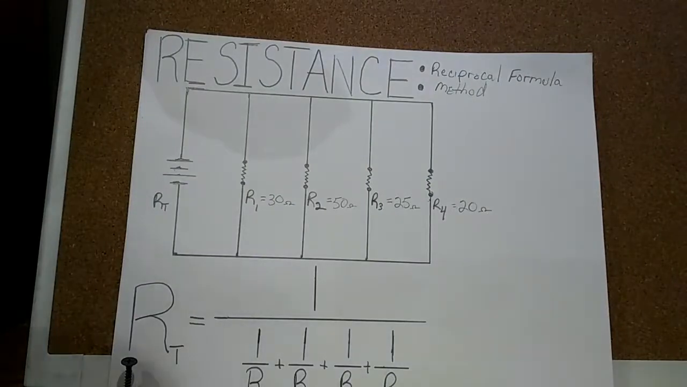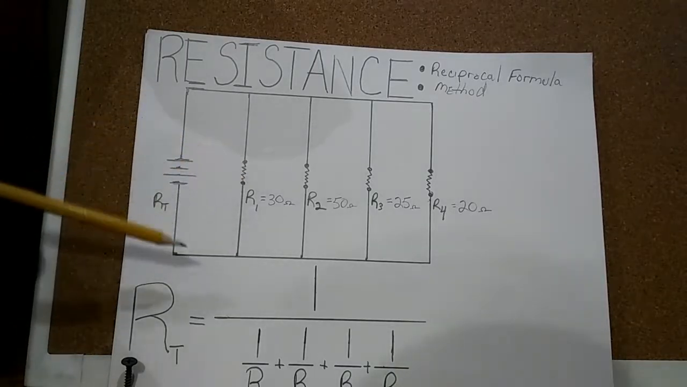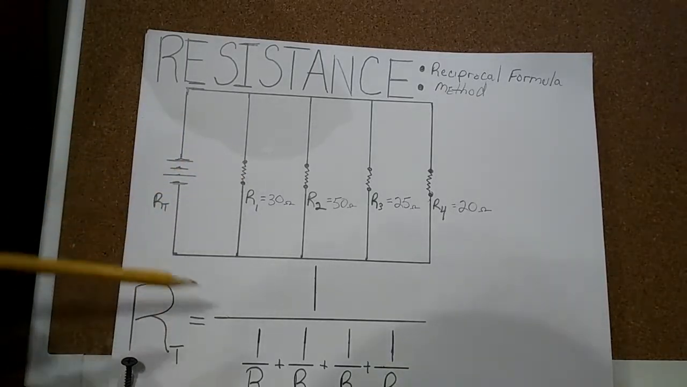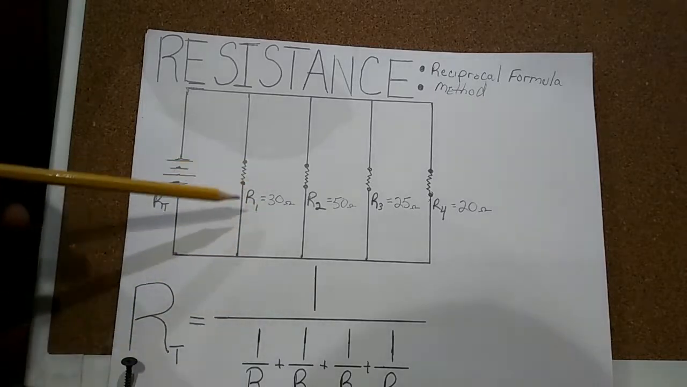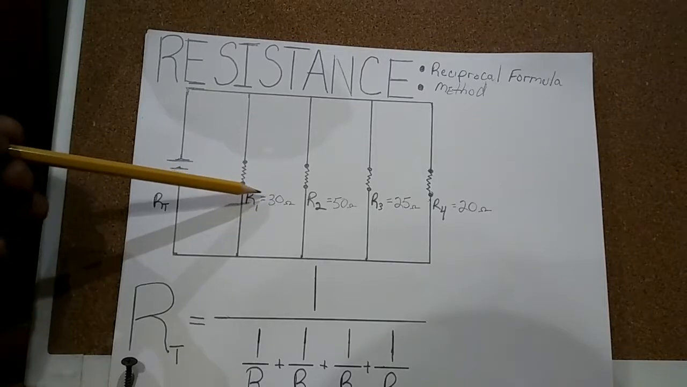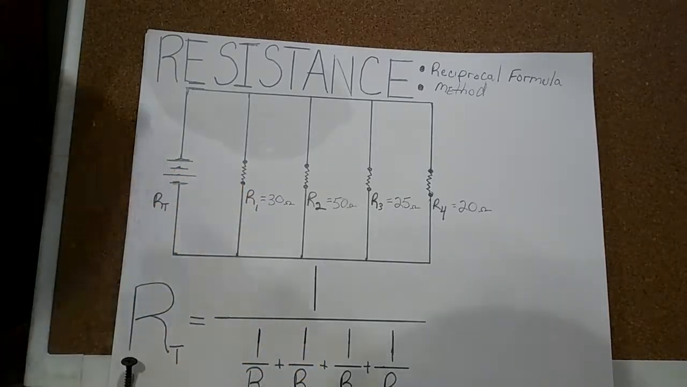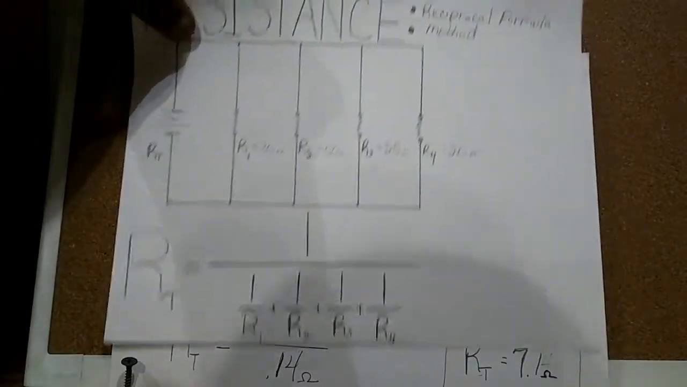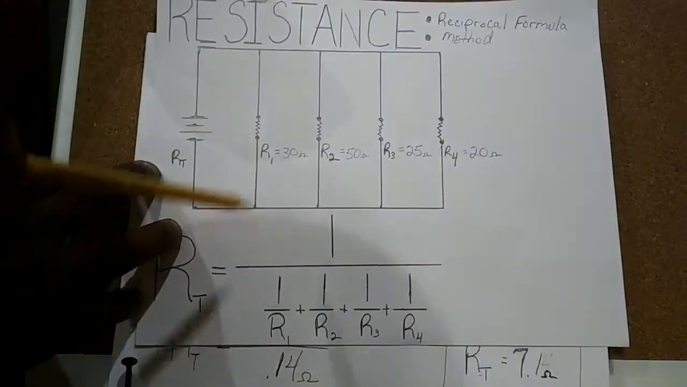Okay, the next method is called the reciprocal formula method. Now what you do with this, if you wanted to find the total resistance, you will plug in the amount of ohms at each one. You can barely see it. Let me pick it up so you can see it.